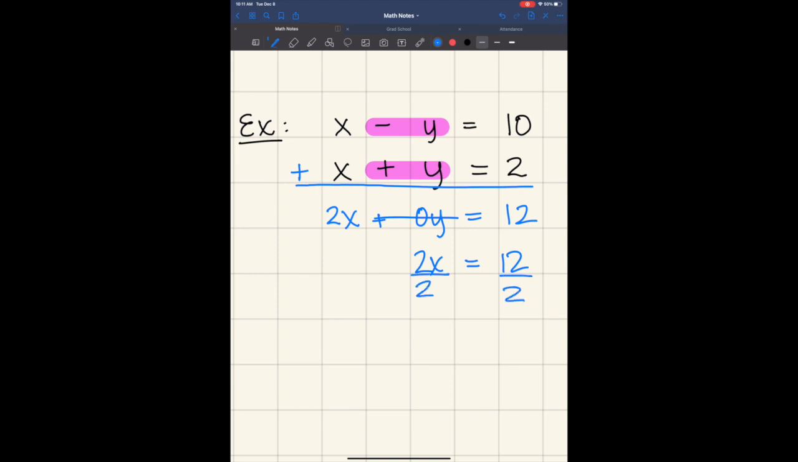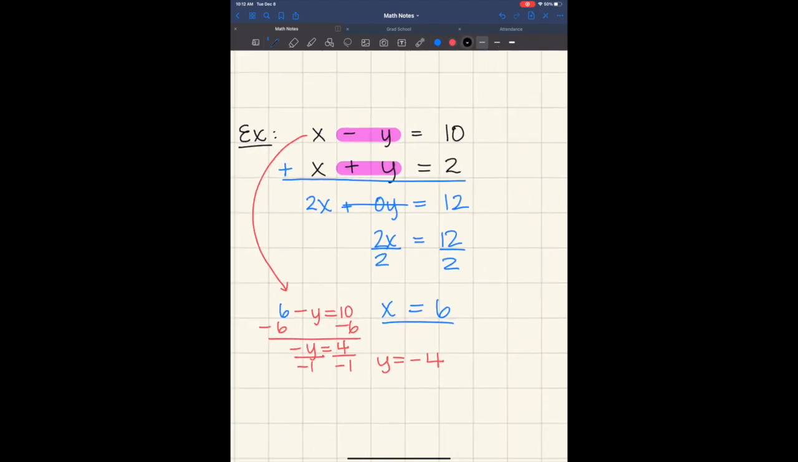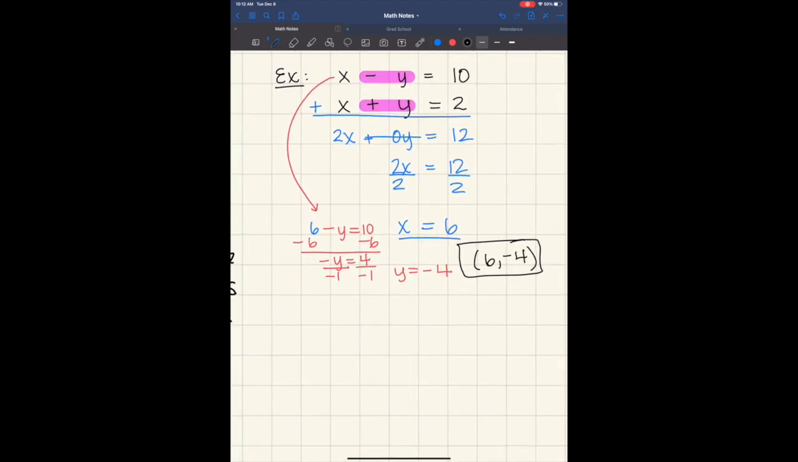get x equals 6. Once I have one of the variables, I can use that and plug it into either of the original equations, so I chose the first one, and solve for y. So I messed up here, so I'm about to erase and plug in 6 for x instead of y. So 6 minus y equals 10. And then we solve, and we're going to end up getting y equals negative 4. Don't forget to write your answer as a coordinate. So 6, negative 4 is our answer.